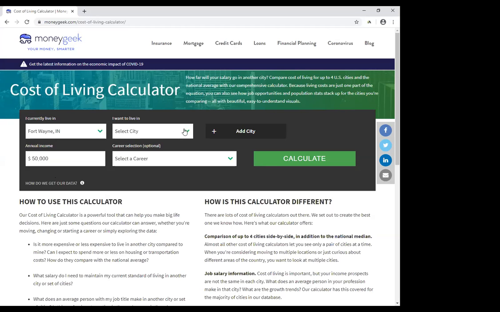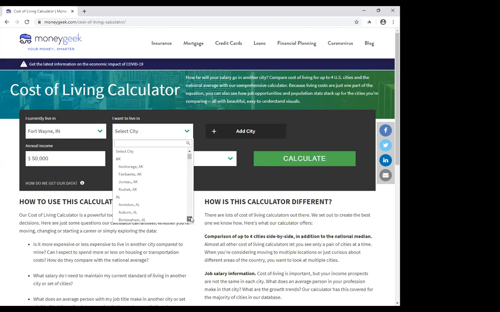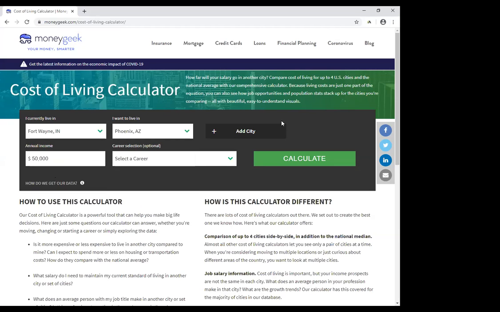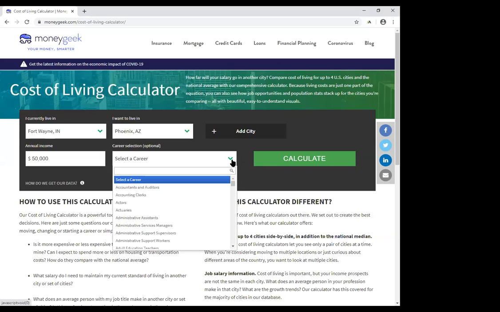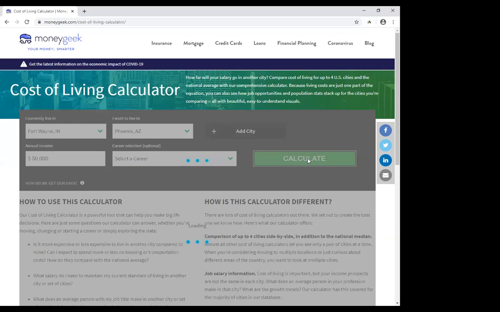Fort Wayne. And then let's say somebody wants to move, I don't know, let's pick a big city. Let's pick somewhere in Arizona. And as you can see, you can even add other cities. So if you're looking into moving somewhere else, or you have offers from other places, you can compare them all together. And let's say that your income right now is 50. You can put the career selection. It's optional, you don't have to, but then you go to calculate it.